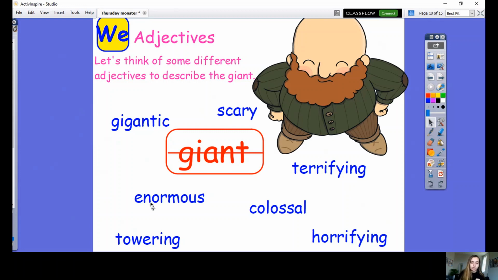Scary, gigantic, enormous, towering, horrifying. Maybe he's mean, he's rude. So if you haven't done the previous task where you needed to draw your giant and write the words around, now you are going to write your adjectives. So I will show you now how I wrote down my adjectives on my vocabulary list.